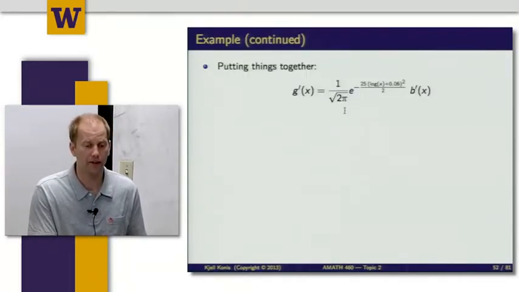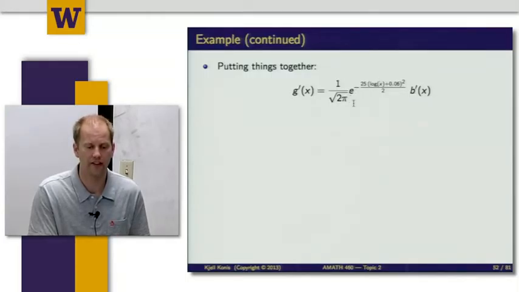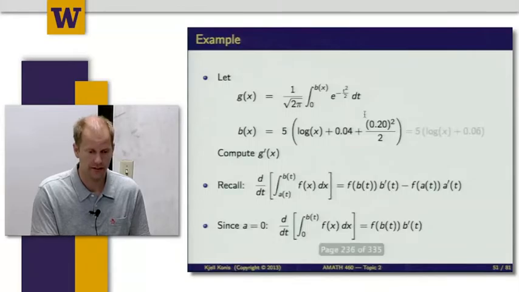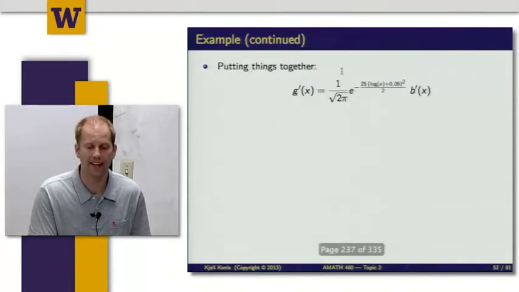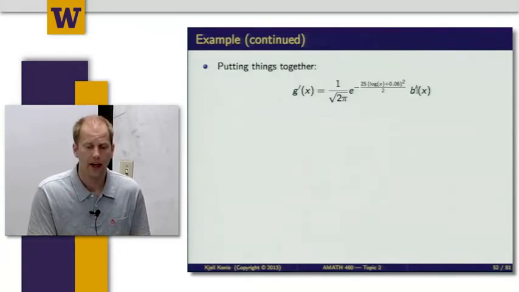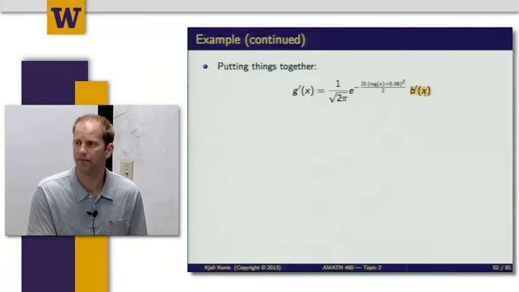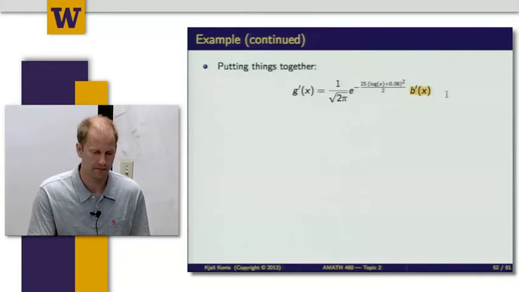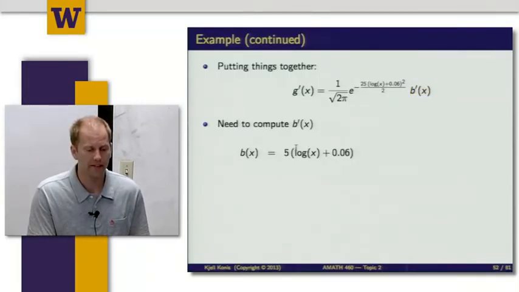The first step is to evaluate my function g of x. This bit here, I'm just going to evaluate at b. I had 5 times log of x plus 0.06. When I square that, I'm going to end up with 25 times the log of x plus 0.06, that quantity squared. And then I still need to multiply it by the derivative of b of x. b of x was equal to 5 times the log of x plus 0.06, and that's pretty easy to differentiate.